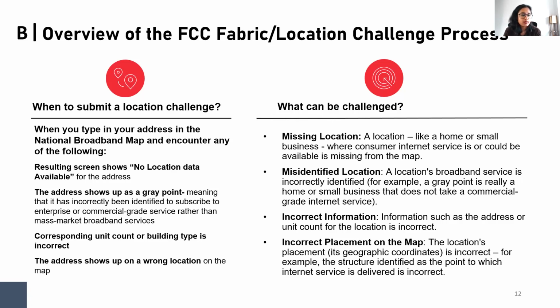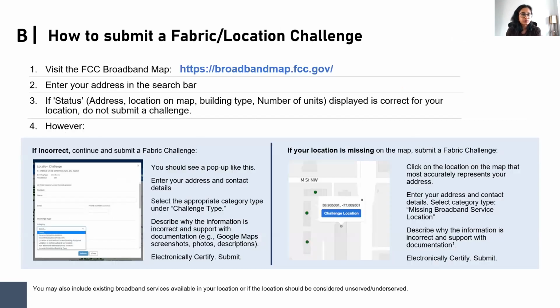The third one is the corresponding unit count or building type is incorrect. If that's the case, then you'll be filing an incorrect information fabric challenge. And lastly, if the address shows up in a wrong location on the map itself, that is when you would be submitting a fabric challenge under the category incorrect placement on the map. So these are the 4 instances when one might have to submit a fabric or location challenge.